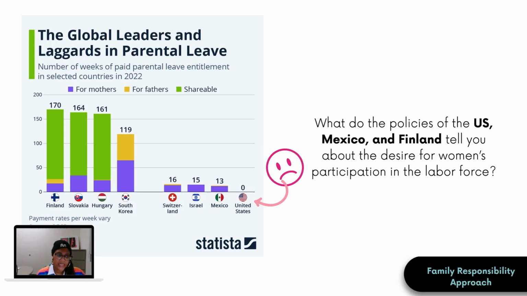What do these policies tell you? What does the policy of a country like Finland with 170 weeks, that's more than 1 year, that's more than 2 years, right? I think if my math is right, that might be more than 3 years. What does that tell you, compared to Switzerland with 16 weeks, Mexico with 13 weeks, or God forbid, the United States of America with none? What does that say?